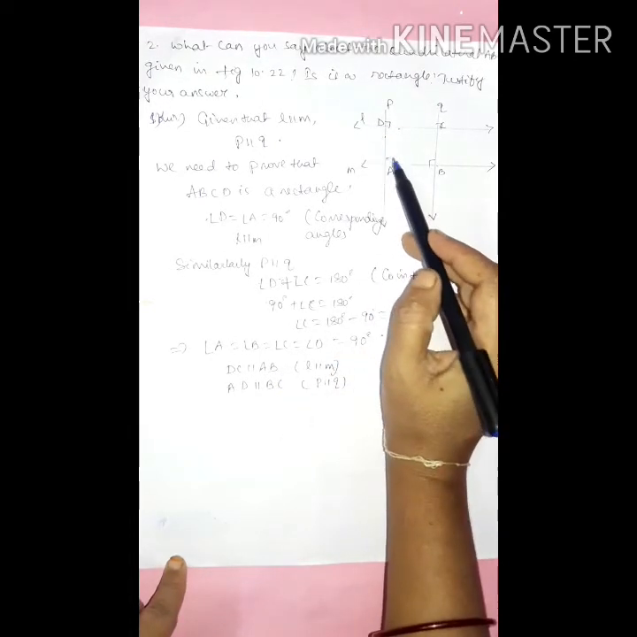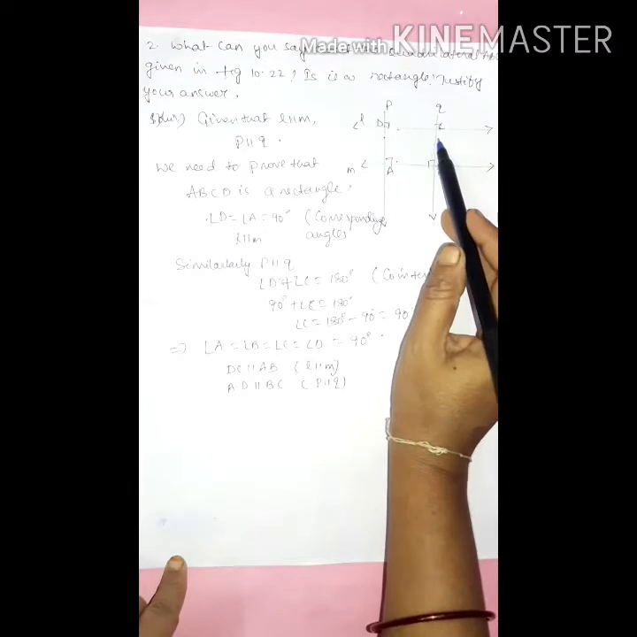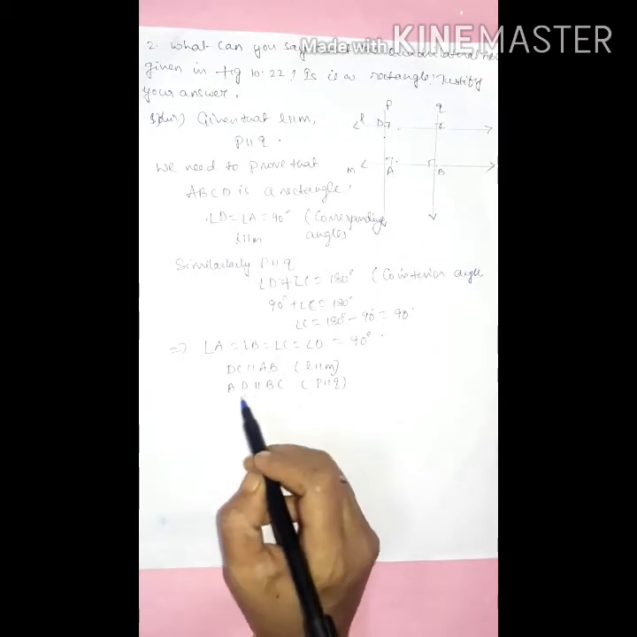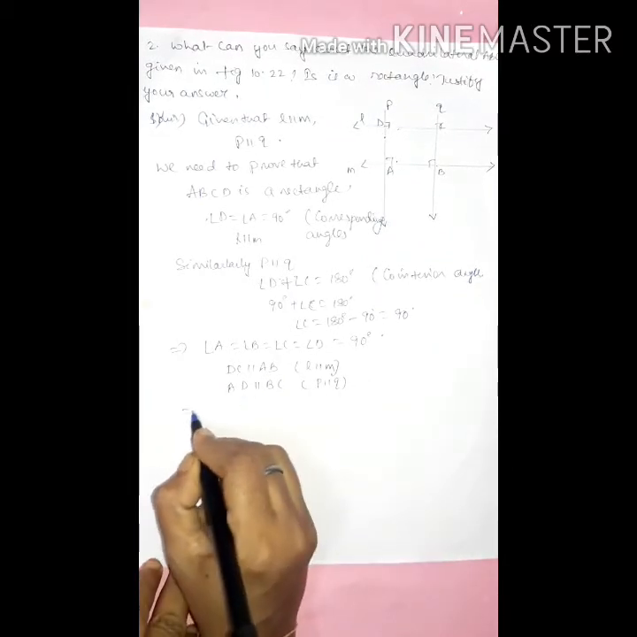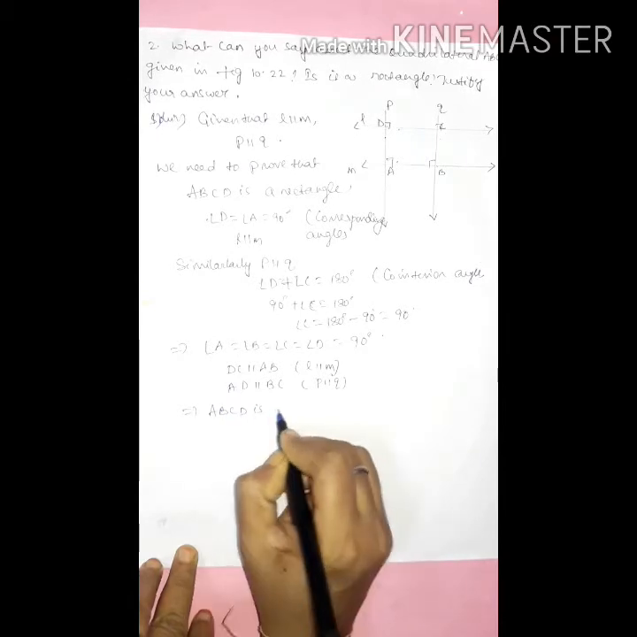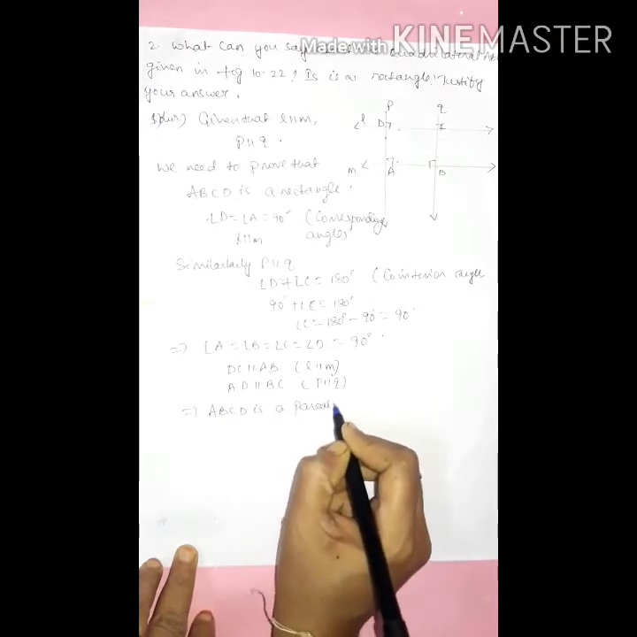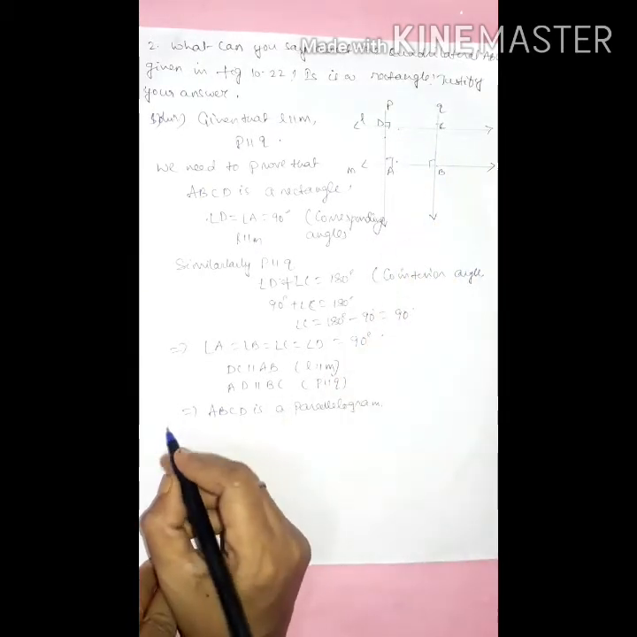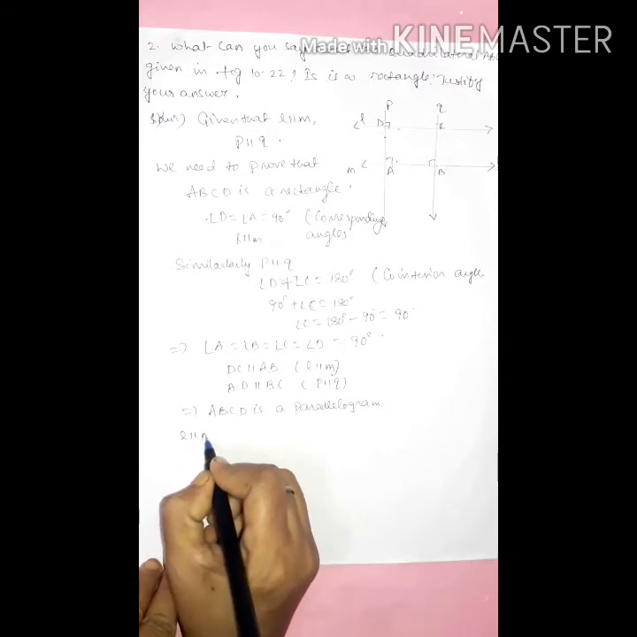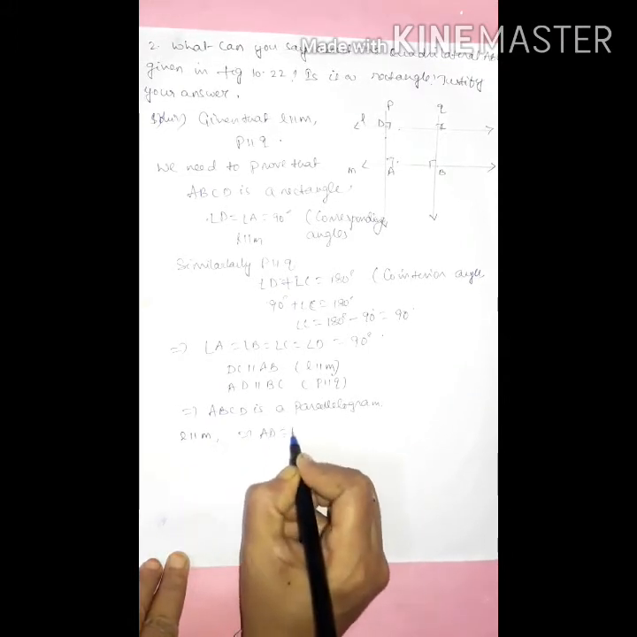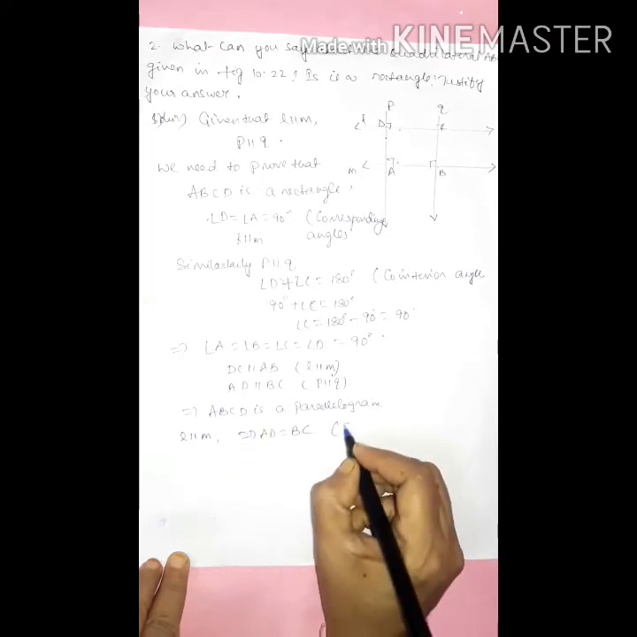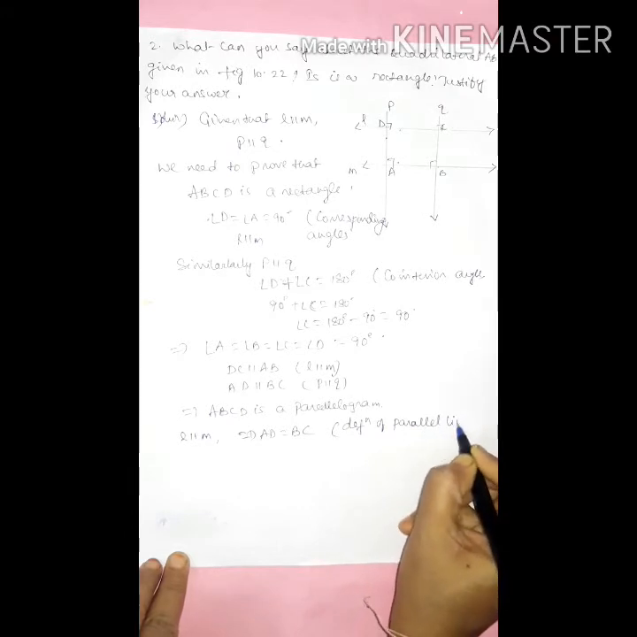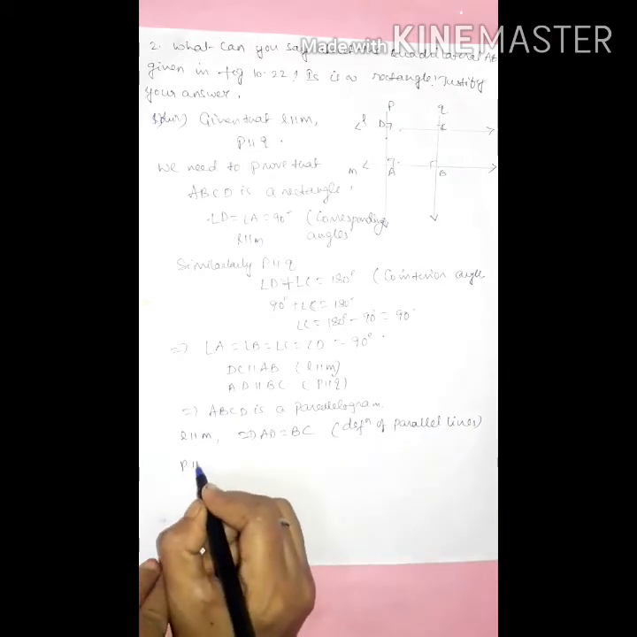Because DA is on P and BC is on Q, and DC is on L and AB is on M. So this is why DC is parallel to AB and AD is parallel to BC. This implies ABCD is a parallelogram. Now what else do we need to prove? That opposite sides are equal. How will we prove that? It is already given L is parallel to M. This implies AD is equal to BC, because of the definition of parallel lines: they have equal distance. Similarly, P is parallel to Q.